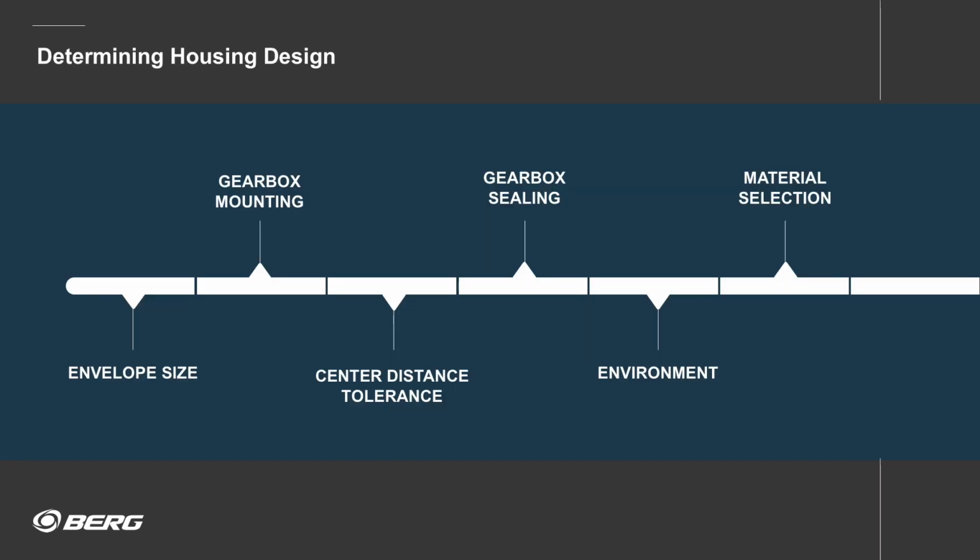Designing the housing itself is typically the last thing that is done. Key factors include the envelope size. How much room do you have in which to fit the gearbox? Are there areas that you need to avoid due to other components? Gearbox mounting: will it be shaft mounted or base mounted? Do you need threaded holes that support the gearbox and react torque?